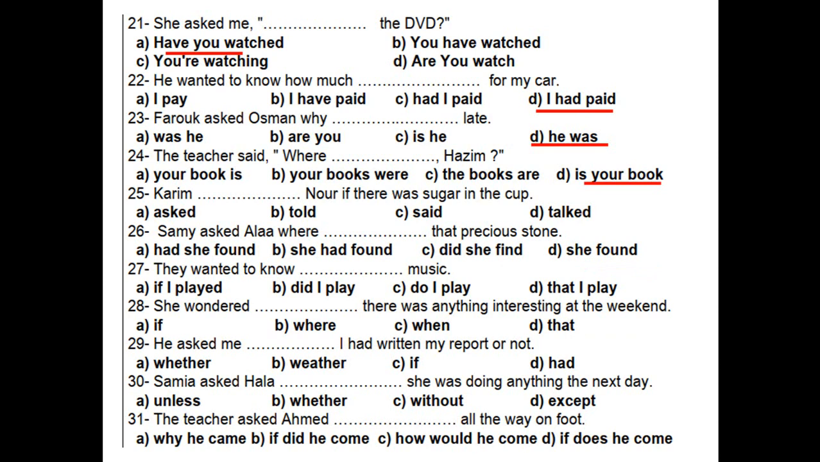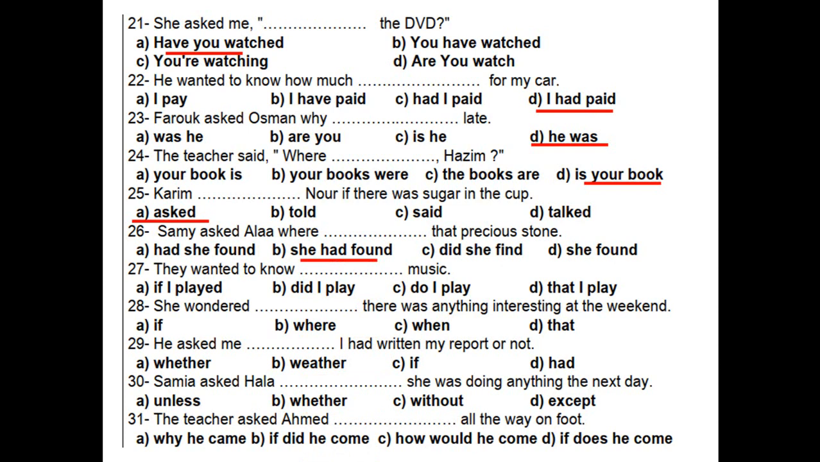Number 25. Karim space Noor if there was sugar in the cup. Asked, told, said, talked. It becomes asked. 26. Sami asked Ala where space that precious stone. Where had she found? Where she had found? Where did she find? Where she found. Of course, it's better to say where she had found.